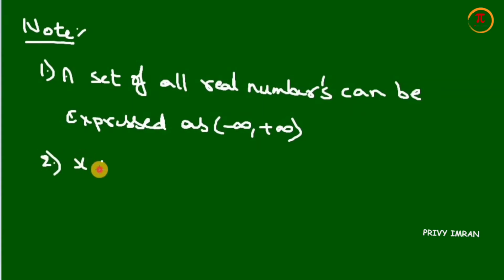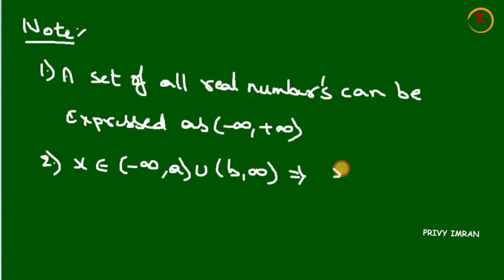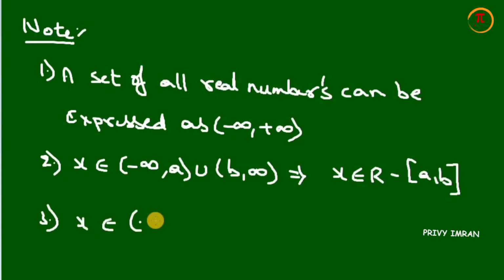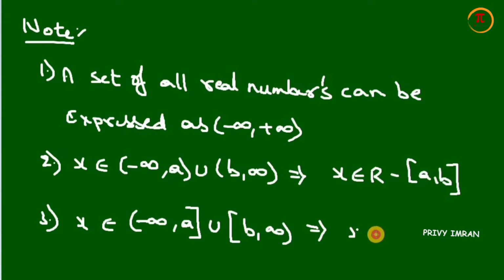Now point number 2. If x belongs to (minus infinity, a) union (b, infinity), then x belongs to R minus closed interval [a, b]. Now, point number 3. If x belongs to (minus infinity, a] union [b, infinity), then x belongs to R minus open interval (a, b).